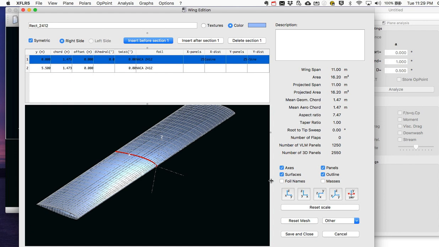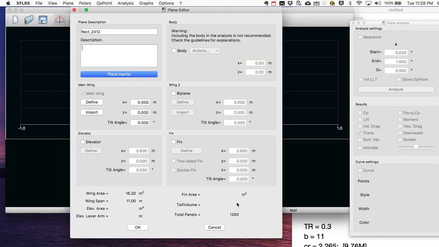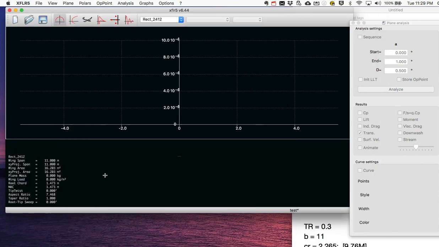And so let's keep that, and we will hit, I just want to double check everything's okay. That looks good, and I will check here the area comes out right, 16.2, and that is correct. That's the projected area, planform area. So save and close. This is done, hit OK.